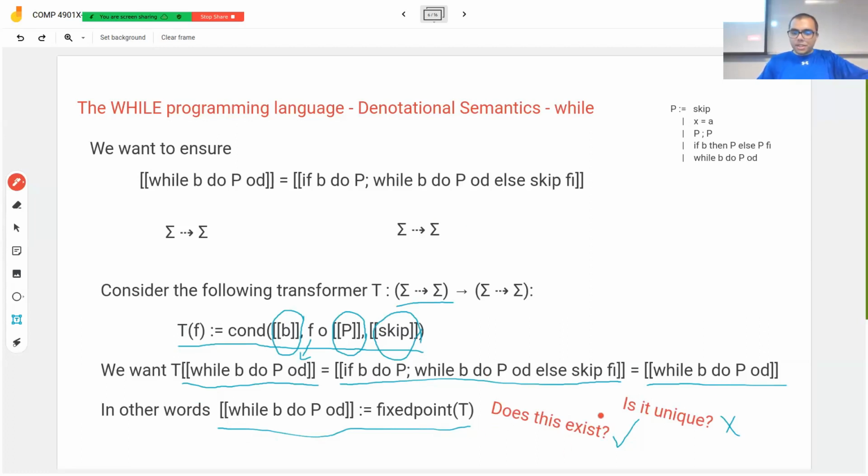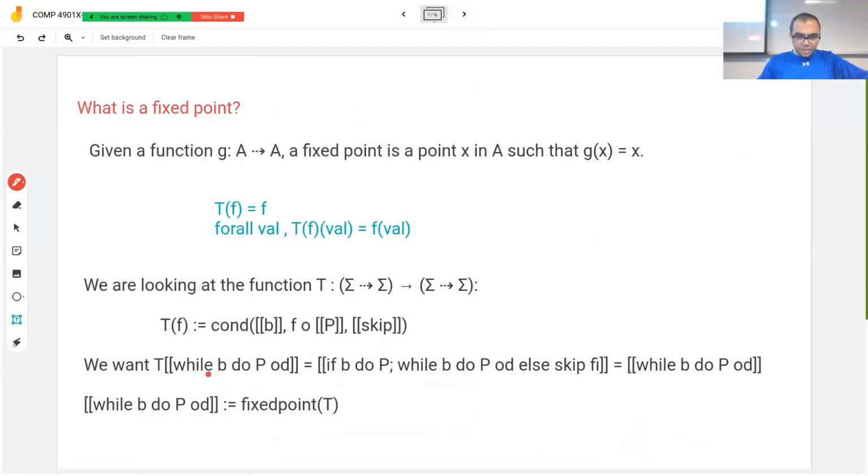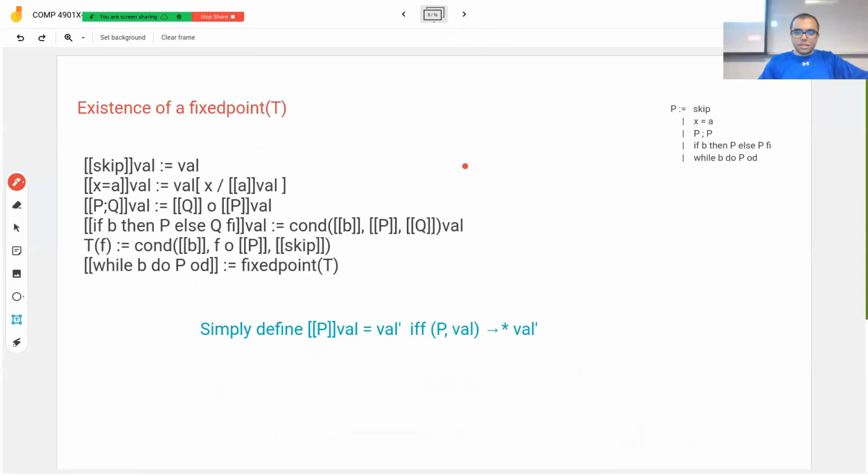But we ended the previous session talking about two things. The first thing was whether this fixed point exists at all. And the second one was whether it's unique. So, let's talk about existence. Let's prove that a fixed point exists. I already have the semantics of everything else defined. So I have an inductive definition for my denotational semantics because other than while, everything else worked, right?